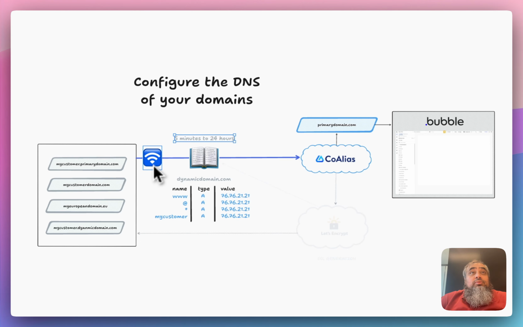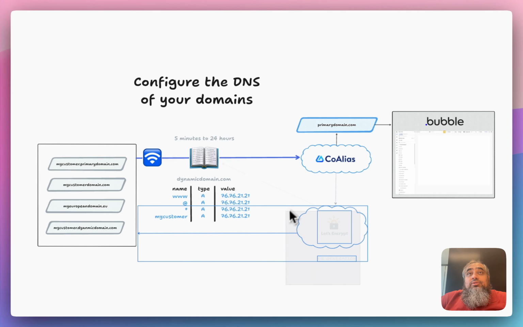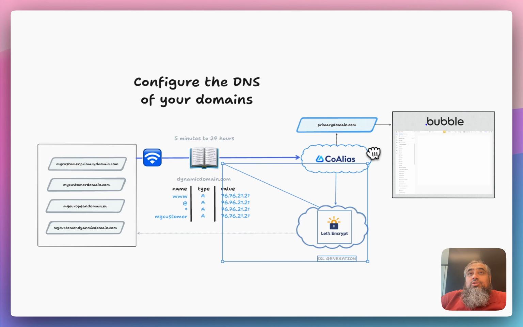So one requirement is adding the domain to CoAlias, and the second requirement is adding the DNS records. Once you add the DNS records, we'll need to make sure that it's secure. That's where CoAlias calls Let's Encrypt and asks them, hey, please generate an SSL, but we can only do that once that DNS record is recognized.